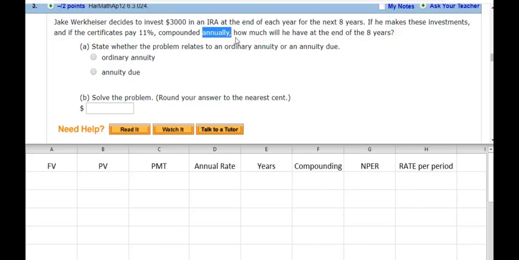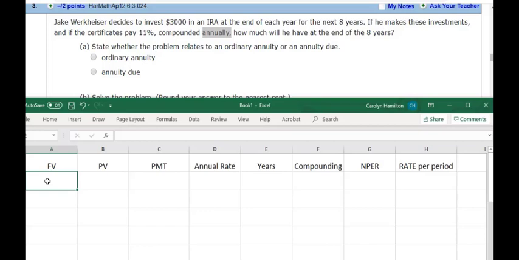How much will he have at the end of 8 years? That's what I'm trying to figure out, the future value, the value at the end of 8 years. Present value, nothing. No lump sum put in originally. $3,000 invested. I'll take Jake's point of view, so that's money going out from me. Annual rate is 11% for 8 years. Compounding once per year, so the number of periods would just be 8, and the rate per period would be 11% because it doesn't get divided.